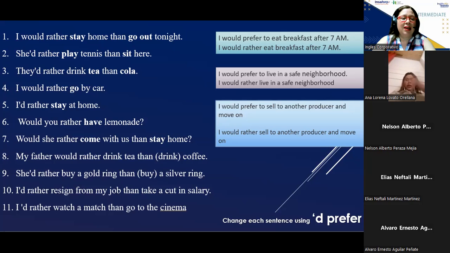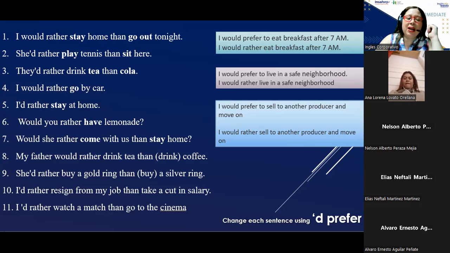I'm sorry, Lorena. Yeah, number 7. No, actually, now, yes. Now, yes, we are able to hear you. Okay. Will she rather come with you than stay home?